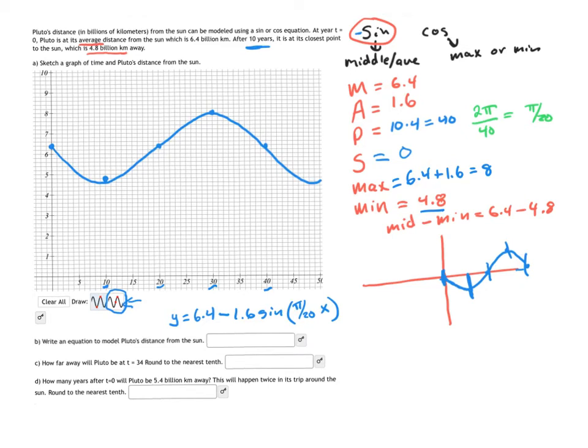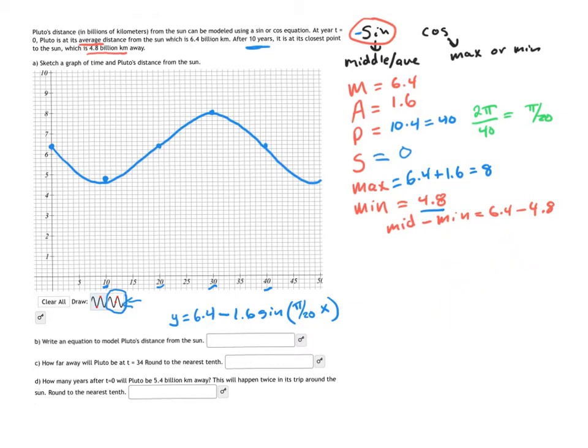So now the next thing we need to do is it says how far away will Pluto be when t is 34? Round the answer to the nearest tenth. Okay, I'm just going to erase this so I have a little more room.